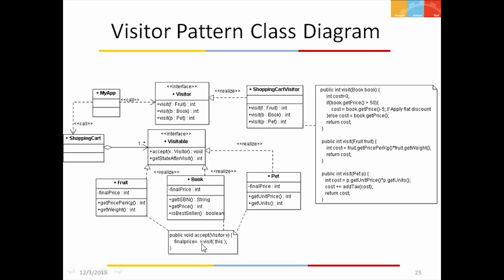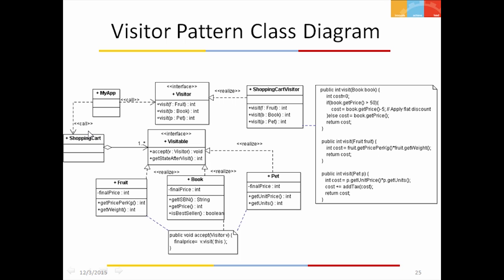So this is very important. It calls the visitor to visit itself, which is why it says v.visit(this). In this example, the visit method returns a number which is the final price. Now there is a shopping cart here. That shopping cart has this visitable, and my application would be using the shopping cart.